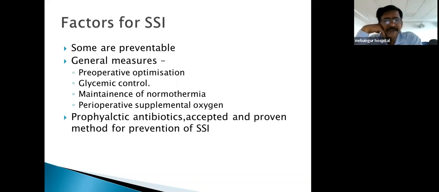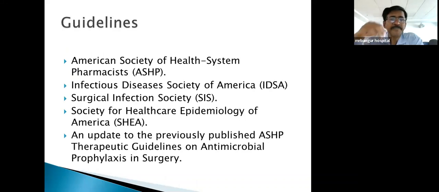What are the different factors for surgical site infection? Some of these factors are preventable. The general measures include good preoperative optimization, glycemic control, maintenance of normothermia during prolonged operations, and perioperative supplemental oxygen. And prophylactic antibiotics are an accepted and proven method for prevention of surgical site infection.